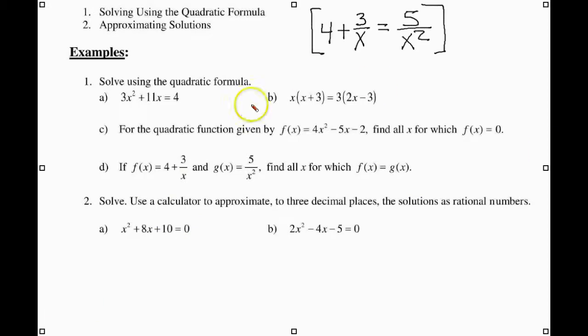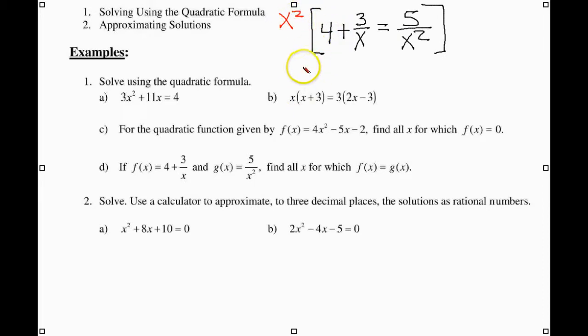Now, as we look at letter D, again, it's this function and this function, and they equal each other. So that's all I did. And we see we have a quadratic equation, but we have fractions. So what would we do in chapter 6 if we have a radical equation like this, or a rational equation? We're going to multiply everything by the lowest common denominator, which is x squared.